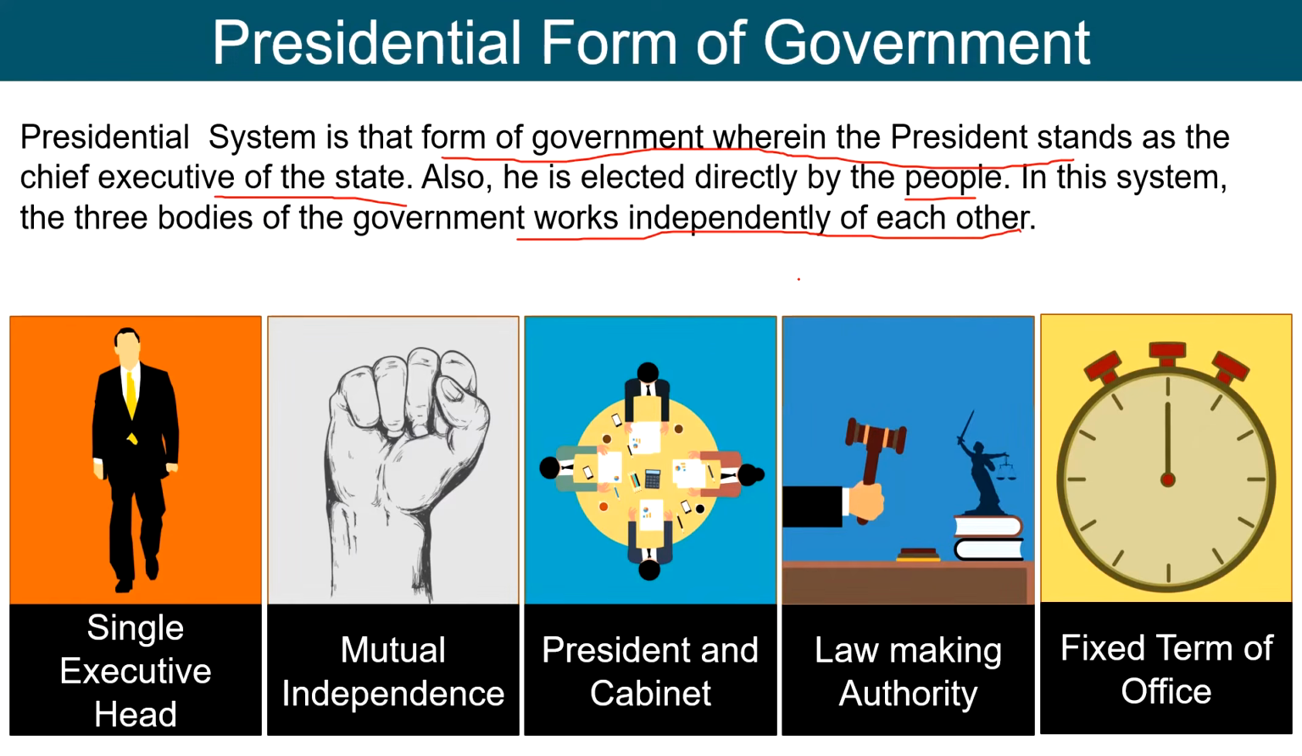Next, fixed term of office. Here both president and legislature have a definite term of office. This implies that neither can remove the other prior to the completion of its term. The president is elected for a definite term which may vary from 4 to 6 years. Also, the term of the president does not rely on the legislative support and according to this, the president cannot be removed before the expiry of the term. In the same manner, the president cannot dissolve the legislature and remove its members before the completion of their term.